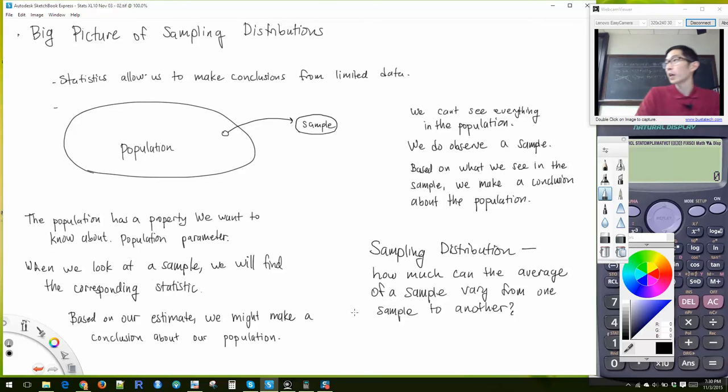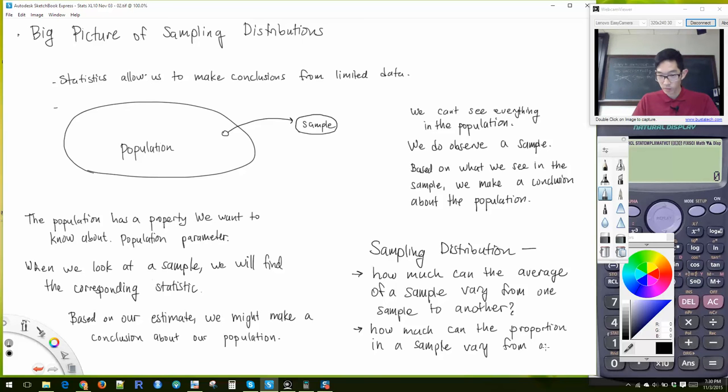We don't always have to be talking about averages, and actually when we start off in our textbook, we're going to look at sample proportions. So we can talk about proportions. If we're talking about averages over here, we can say how much can the proportion in a sample vary. So these are the big picture ideas of a sampling distribution.